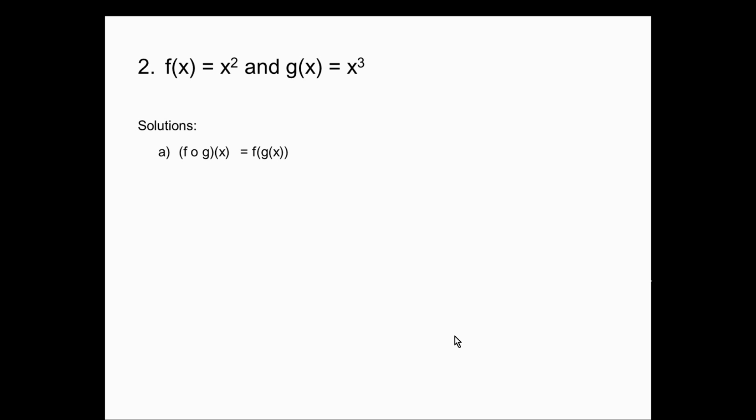So first we'll replace g of x by what it is. It's x cubed. So I have f of x cubed. In your formula for f, where we see an x, put the x cubed. So we're going to have x cubed squared. Remember, for a power to a power, you multiply the exponents. So 3 times 2, I get x to the sixth.